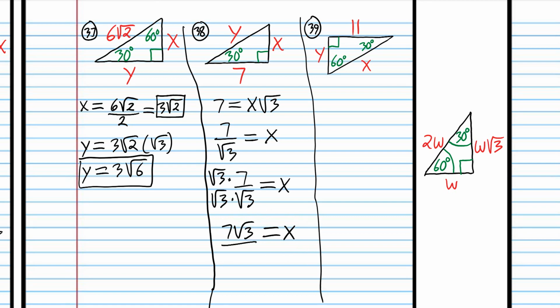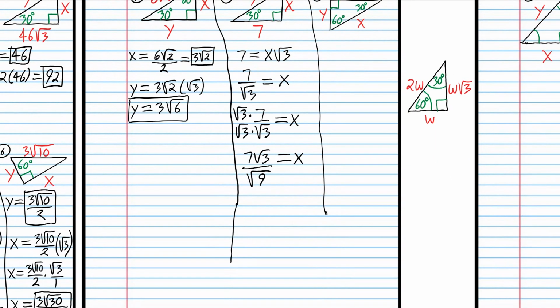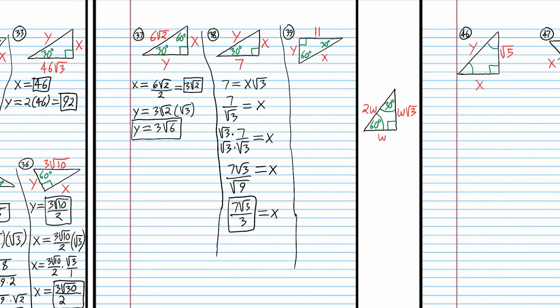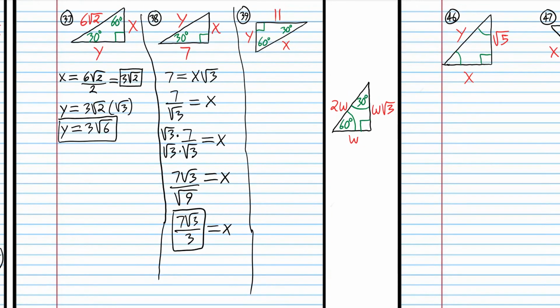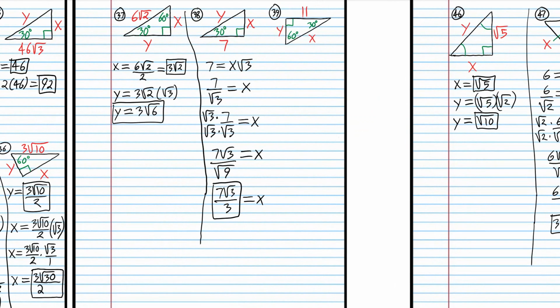But the bottom, there's a couple ways to do this. You could write it as root 3 squared, and then you can see that the square and the root just cancel out. You're left with 3. Or you can just multiply them and write root 9. But we know that root 9 is just going to be 3. So we end up with 7 root 3 over 3, and that is the answer. So as you can see, because we had to rationalize the denominator, that problem was a little more involved. And now we're going to find y.